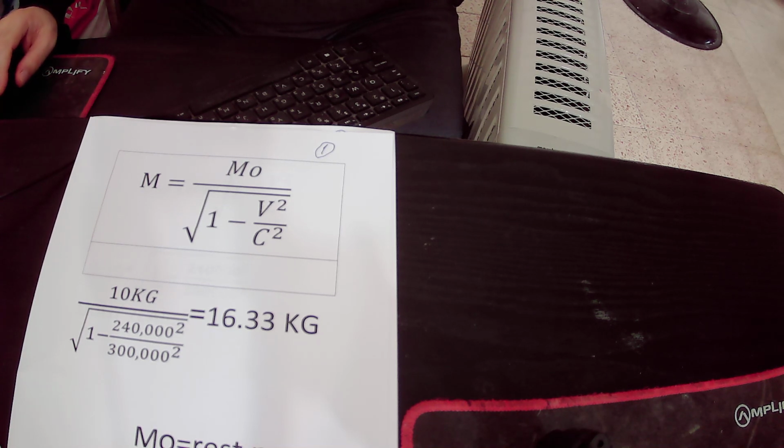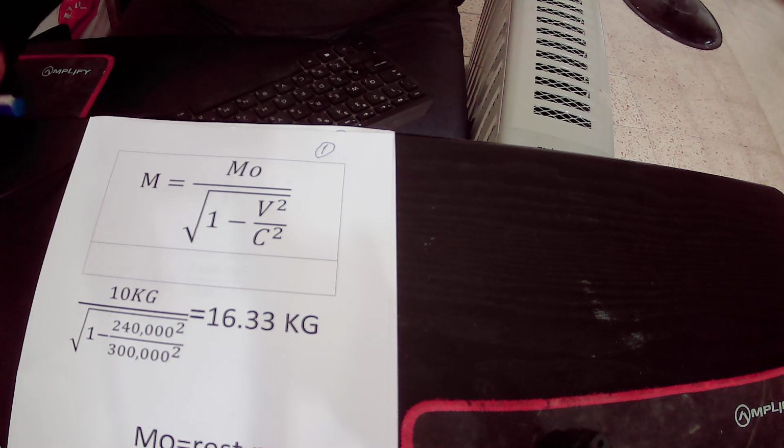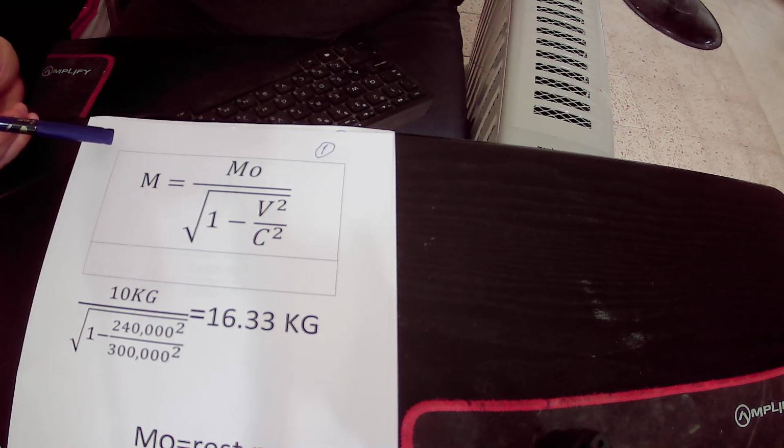But he will not feel it, and if his twin brother has a mass detector, the detector will measure 16.33 kilograms. That means that his mass is increased by 63.3%. Okay, so now I will explain the equation of the mass increase.